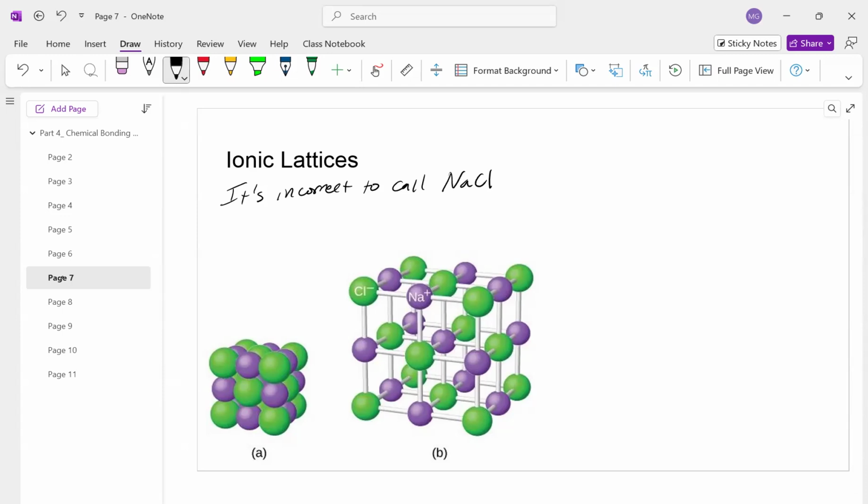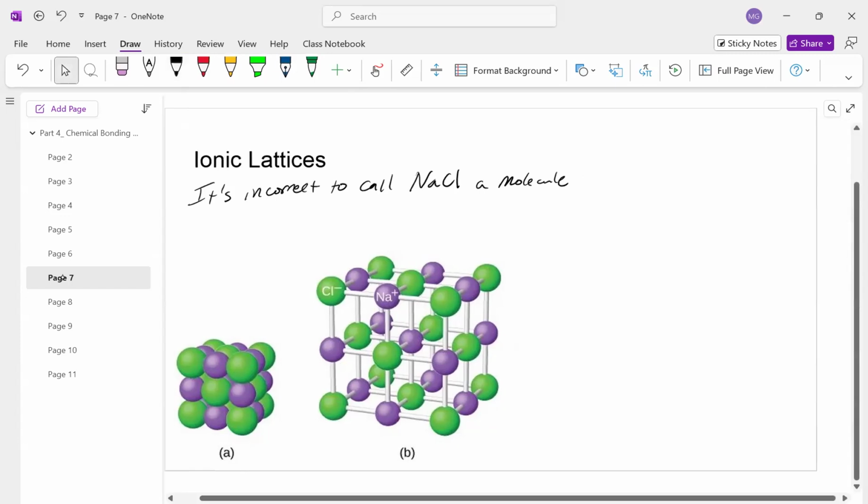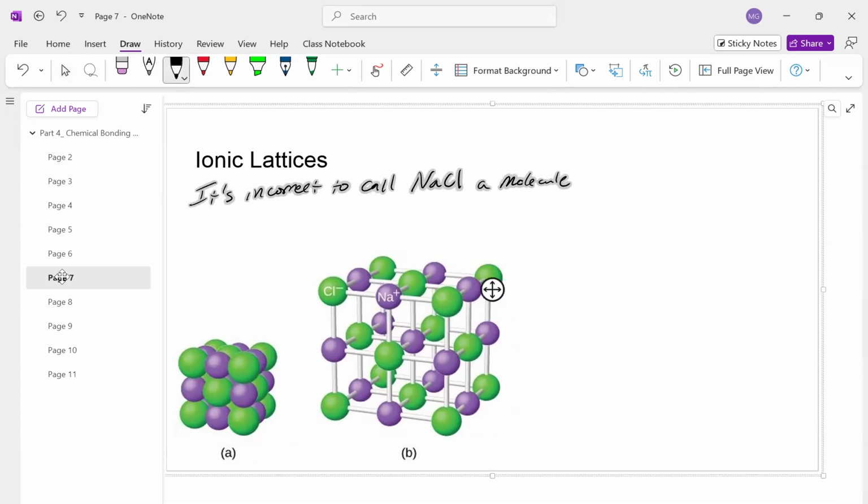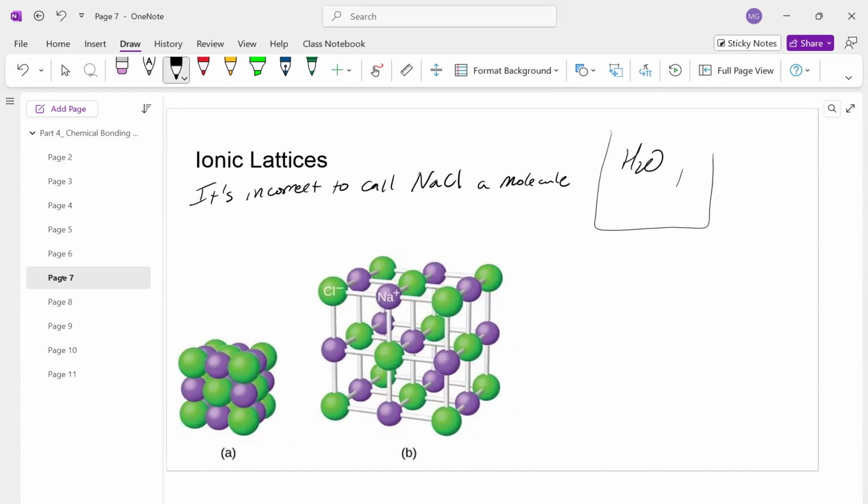So let's take sodium chloride, for example. And why is this? Well, let's compare sodium chloride to an actual molecule. For example, water. We're all familiar with that. If we have a sample of water, it's just kind of floating around, and the molecules might interact intermolecularly. I'll talk about those much later, what we call intermolecular forces, but they don't bond all to each other.